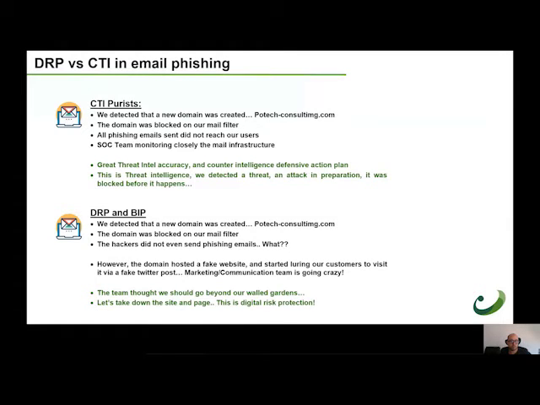However, in the second case, we detect that a new domain was created, protectconsulting.com. The domain was blocked on our mail filter. Great. The hackers did not even send phishing emails. They created a fake domain, a fake email, a fake website. They did not send phishing emails to our employees. However, the domain hosted a fake website and started luring our customers and users on a fake Twitter page. This is pure digital risk protection. Can I say I blocked this domain on my mail filter and I'm good? Is it enough?